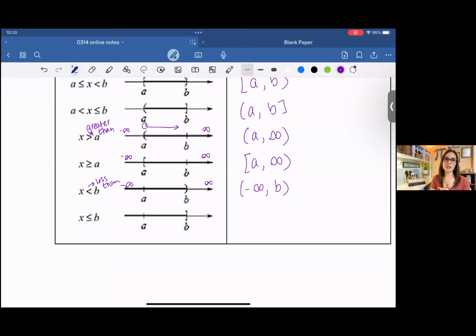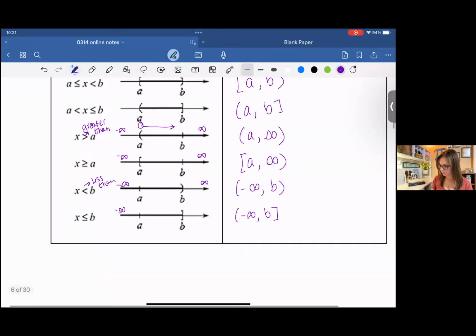Next one, we have less than or equal to. So again, it's pointing into the negative infinity direction, and it stops at B, and we do have an equal. So we have negative infinity to B bracket, and that's it. So that's kind of that notation. That's how you rewrite that as interval notation, especially if you're solving inequalities. But we're going to use this for domain, range, and analyzing graphs. So hopefully this will help you with that.